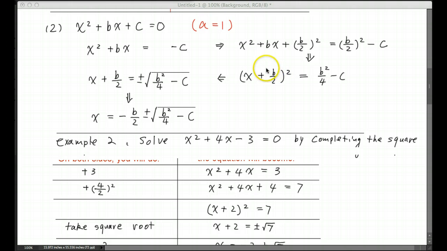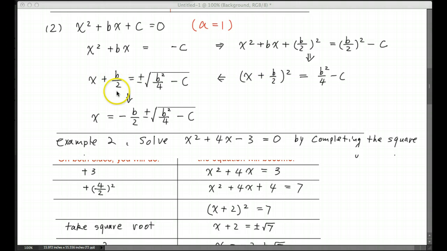If you verify by expanding this one, you should get back to this. Okay, so here you go. We got the other side. We just simplify b squared over 4 minus c, and then we are ready to take square roots on both sides. Right? Take the square root on both sides.